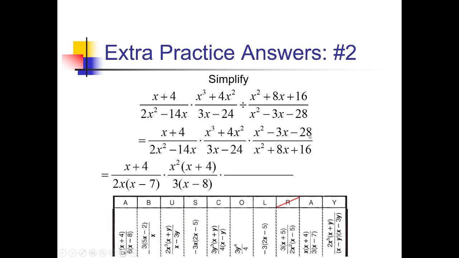Factors of negative 28 that add up to negative 3. 1 and 28 doesn't work. 2 and 14 doesn't work. 4 and 7 works. Positive 4 and negative 7. So x plus 4, x minus 7.